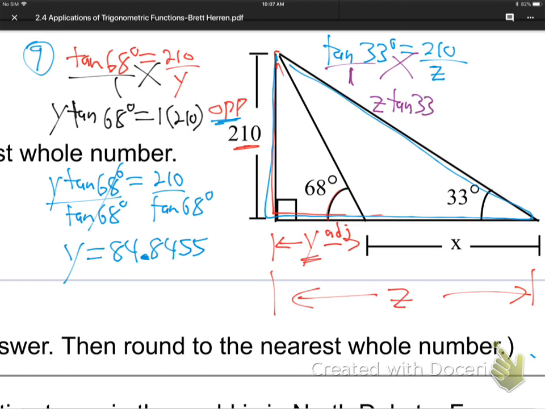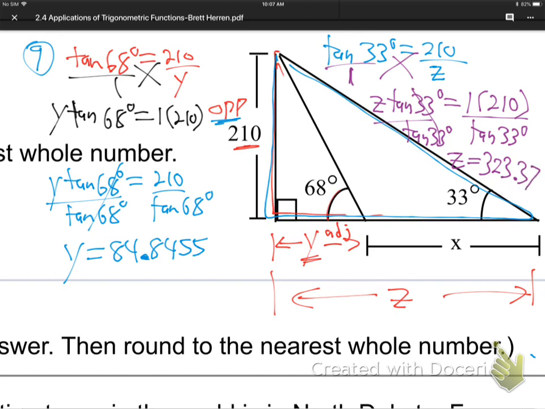So put this over 1, diagonal, diagonal. Z tangent 33 is 1 times 210. And then divide by the tangent 33. Boom. Z equals 210 divided by tangent 33. I'm getting 323.37.